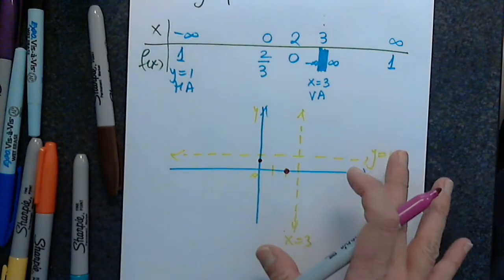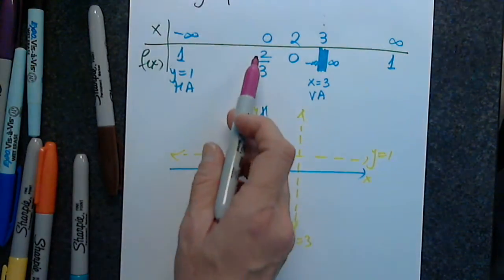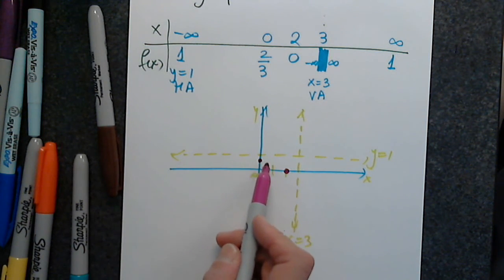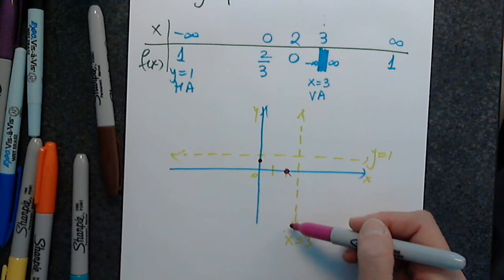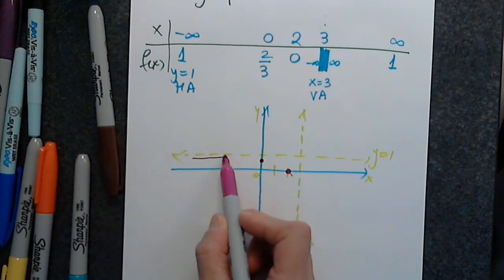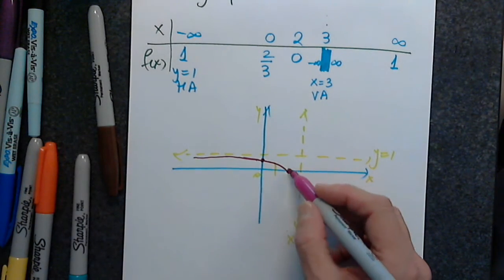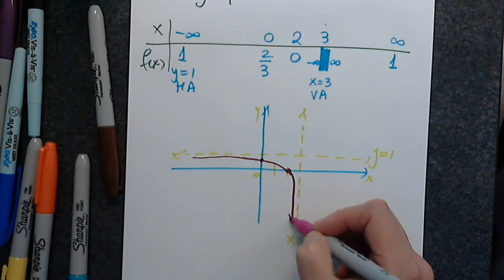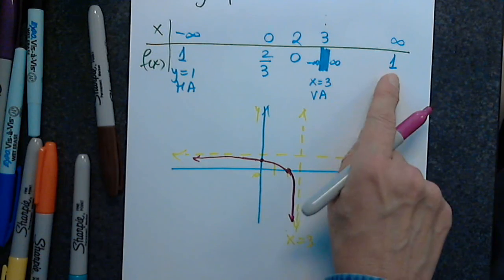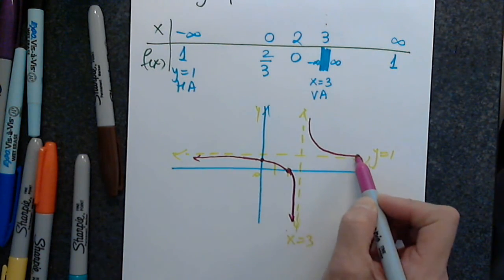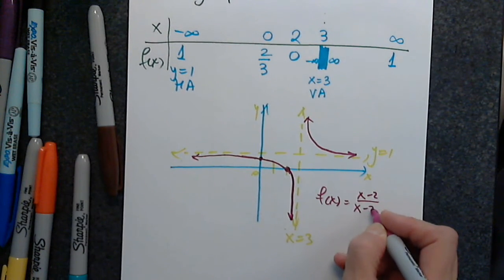And now I follow what I see. From 1, under 1, coming to cross the y-axis, coming to cross the x-axis, and on this side it's approaching negative infinity. Ready? I do this with one hand, I'm sorry. It's not going to be perfect. I have to hold my tent here. On the other side, from positive infinity down to 1. And this is the graph of f of x equals (x minus 2) over (x minus 3).